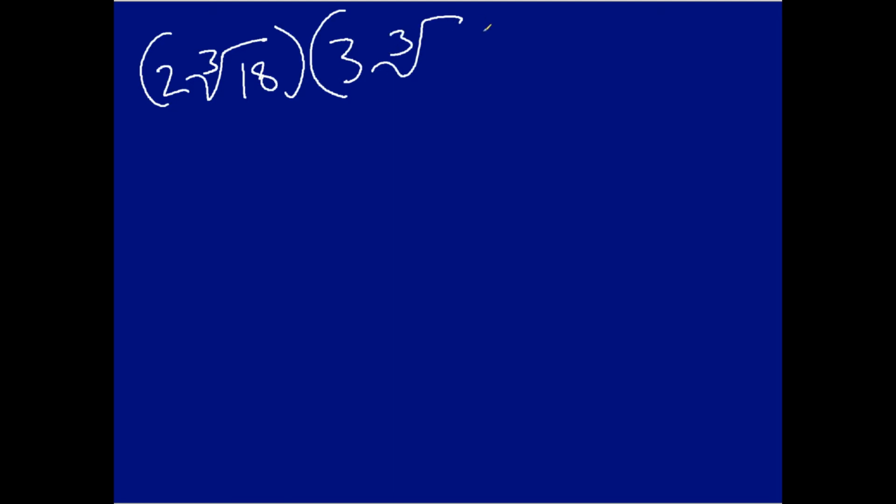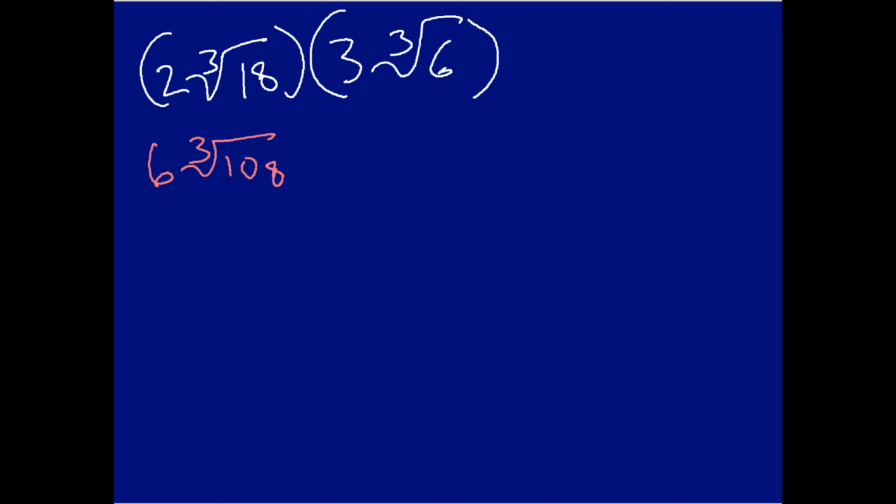Of course, this carries on if we have a different index. Let me show you an example with a different index. Let's say I have 2 times the cube root of 18 times 3 times the cube root of 6. The first thing I do is multiply everything straight across, and I end up with 6 times the cube root of 108.